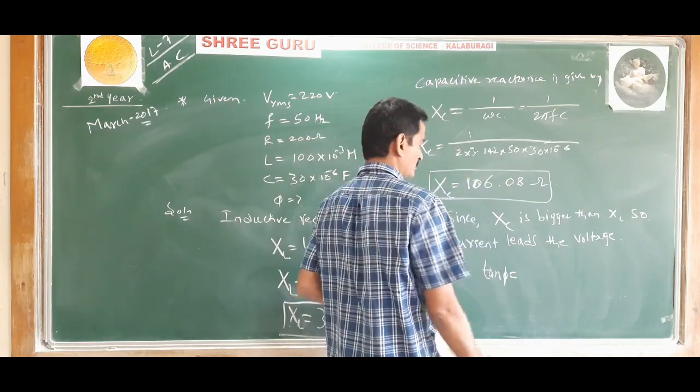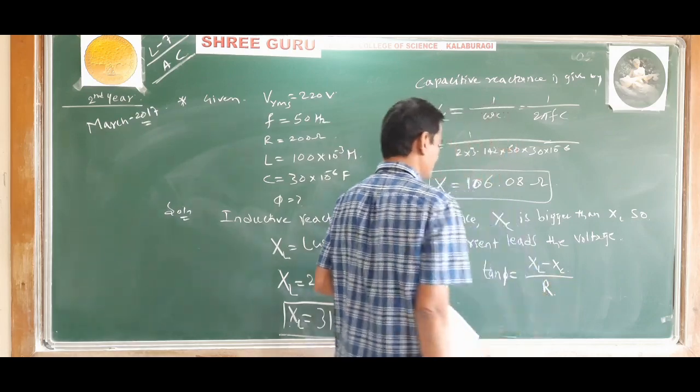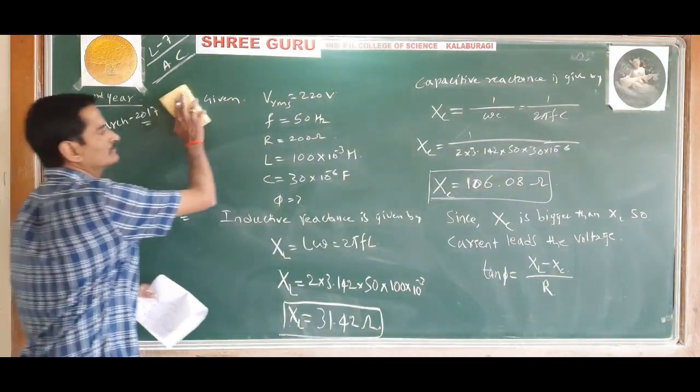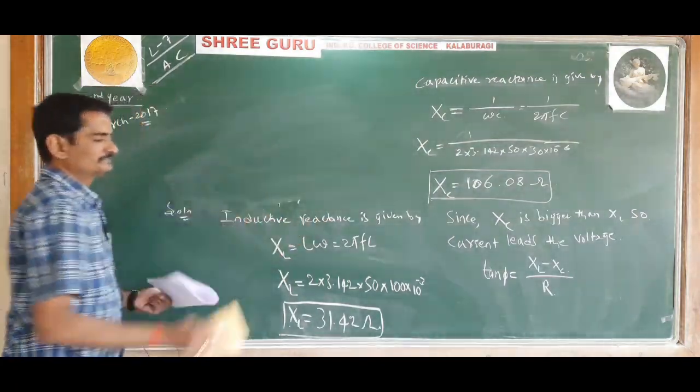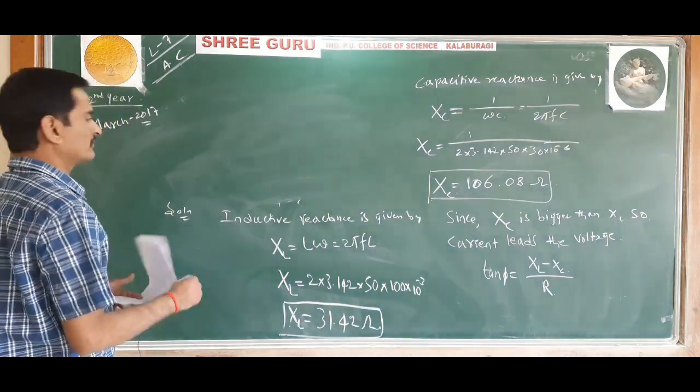So tan phi is equal to XL minus XC divided by R. Use this formula, you will get the answer. So try to solve this one. XL minus XC divided by R, and substitute the values.